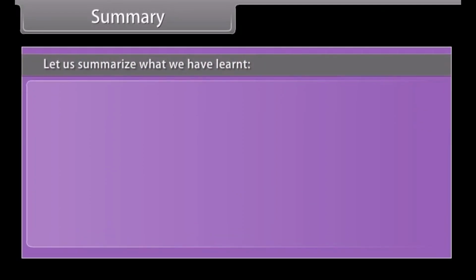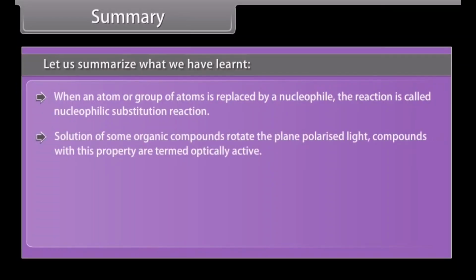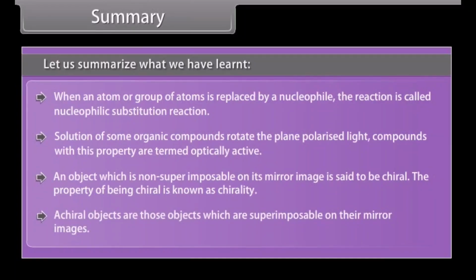Summary. Let us summarize what we have learnt. When an atom or a group of atoms is replaced by a nucleophile, the reaction is called nucleophilic substitution reaction. Solutions of some organic compounds rotate the plane polarized light, and the compounds with this property are termed optically active. An object which is non-superimposable on its mirror image is said to be chiral. The property of being chiral is known as chirality. Achiral objects are those objects which are superimposable on their mirror images.